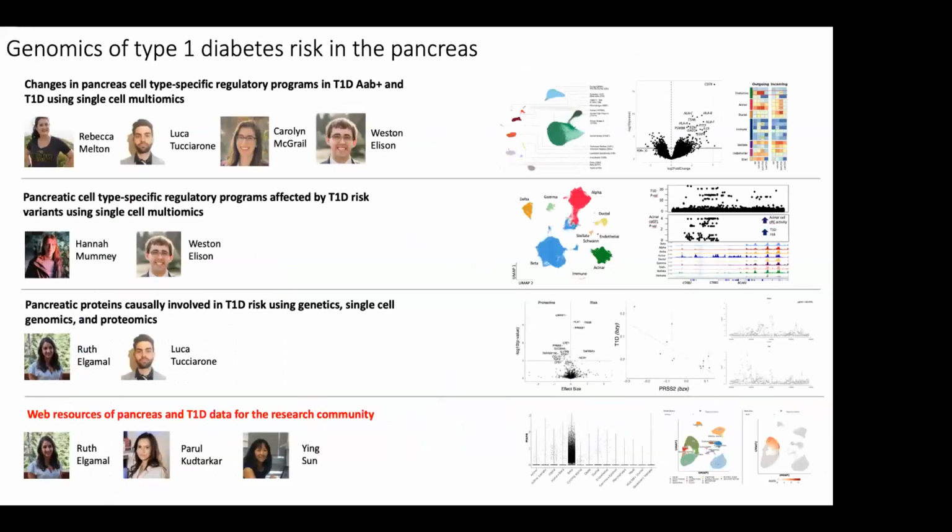Okay, so in the last couple minutes, I'll just talk about one final project that relates to creating resources for the community that people can use to ask questions of interest in terms of type 1 diabetes risk, as well as changes in the pancreas, and help to democratize the ability for anybody to ask questions like this for a gene or pathway of interest.